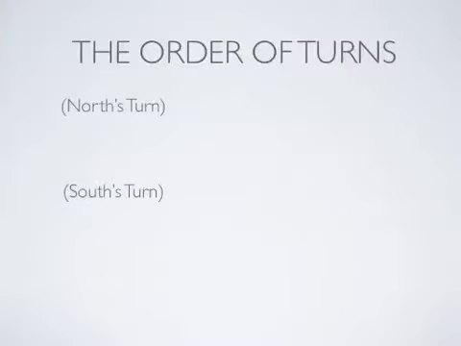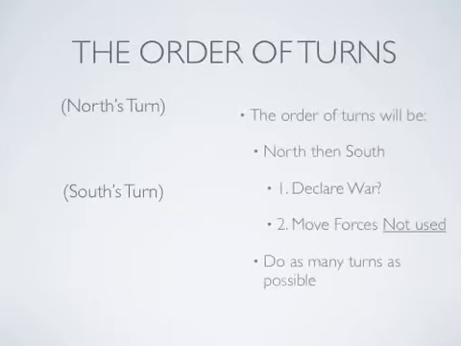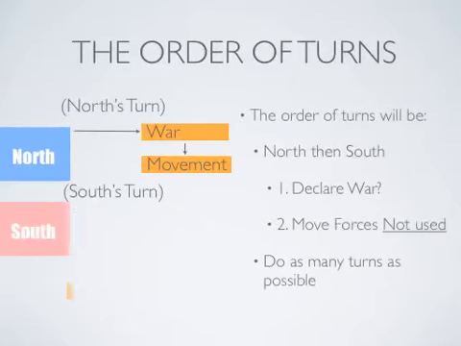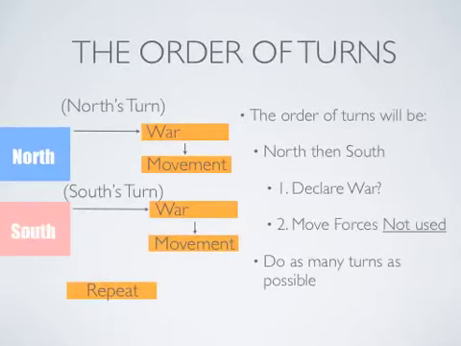Here we explain the order of turns. In the beginning, the North will do their war, and then they will do movement. When you declare war, you are attacking other states. You can move forces that are not used during the war movement. And we will go through these turns, as many as we can get done in 1 day.